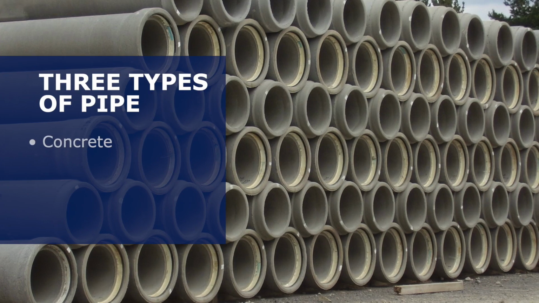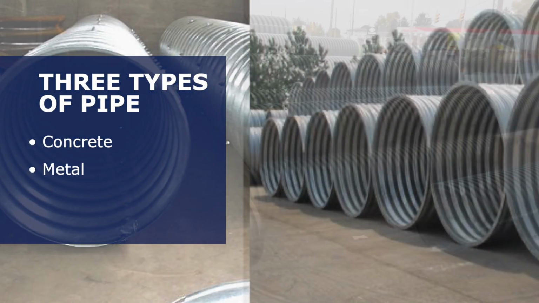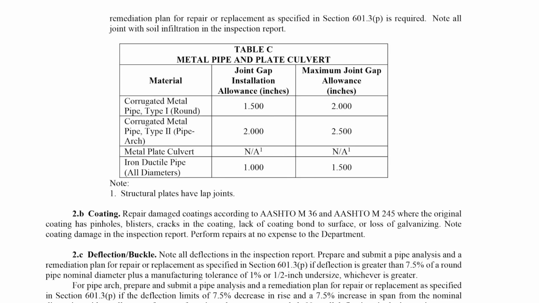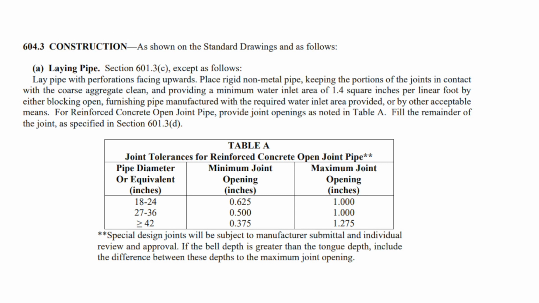The first is concrete pipe. The second is metal pipe. And the last is thermoplastic pipe. All three types of pipes have joint gap tolerances which are defined in Publication 408, Section 601. However, combination storm sewer and underdrain, also known as open joint pipe, has minimum and maximum joint tolerances listed in Publication 408, Section 604 that must both be verified.